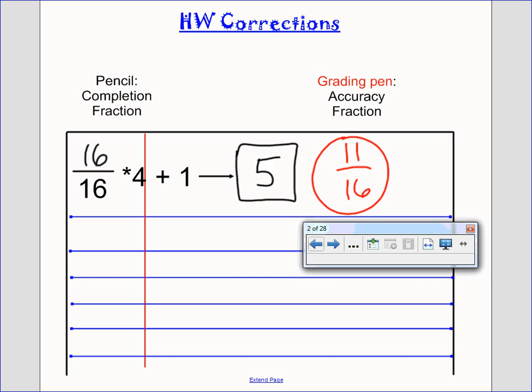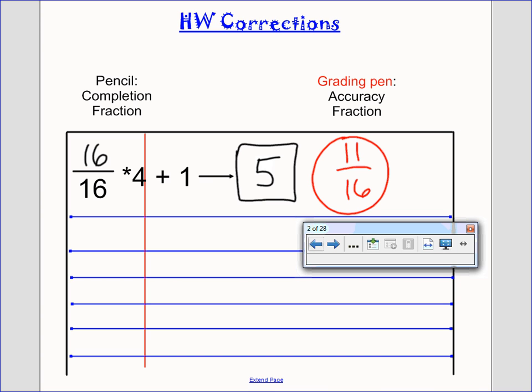The other thing is, if you fell asleep because you're watching Pretty Little Liars reruns and you only did 8, you would put your number out of 8 for your accuracy fraction. You've already done your completion, so that's out of 16. If you fell asleep but got all 8 right, it means you're doing well, you just didn't do all your homework. So you put 8 out of 8. Accuracy fraction is always out of how much you did, as opposed to completion, which is always how many there are. Better? They'll go quickly.